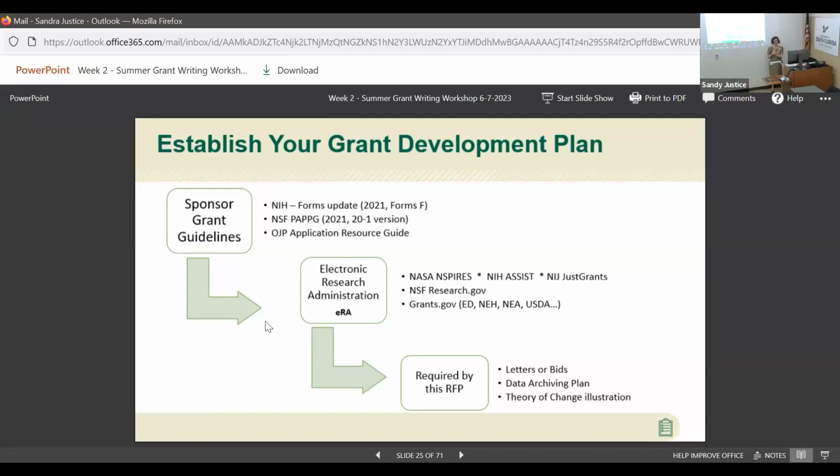It's the administrative system for their proposal submissions. At Spencer Foundation, it's called Smart Simple. And at NSF, it is Research.gov. If you're at NIH, it's called ASSIST. If you're in Grants.gov, it's called Workspace. At National Institute of Justice, it's JustGrants. At NASA, it's NSPIRES. And those are just a few.